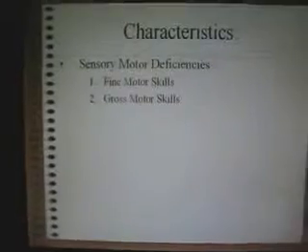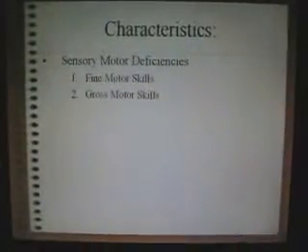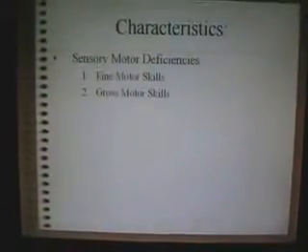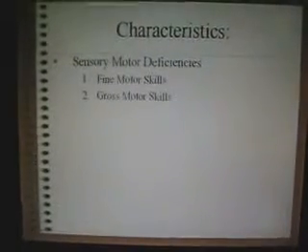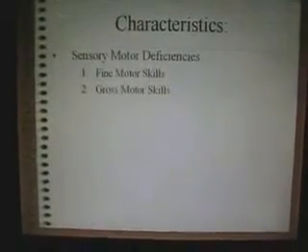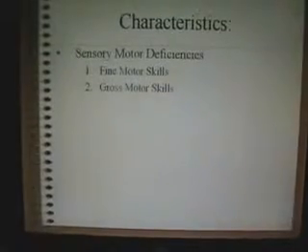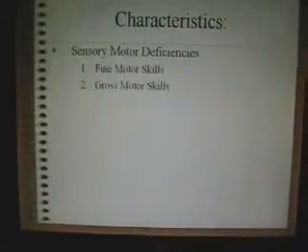Some examples of gross motor skills that they may be deficient in are poor writing posture, difficulty with balance, and difficulty with jumping, skipping, or hopping.